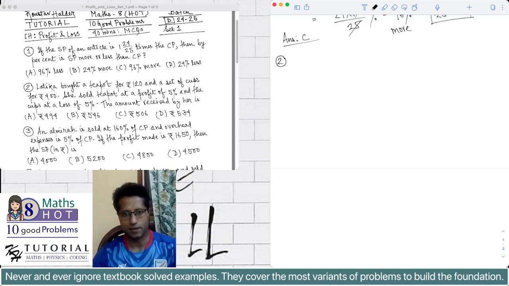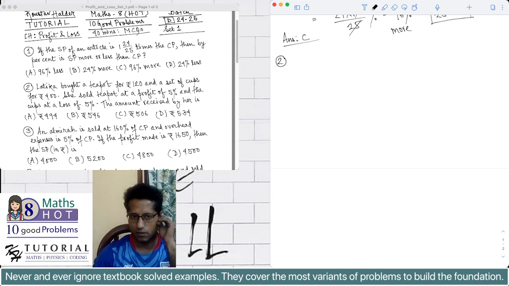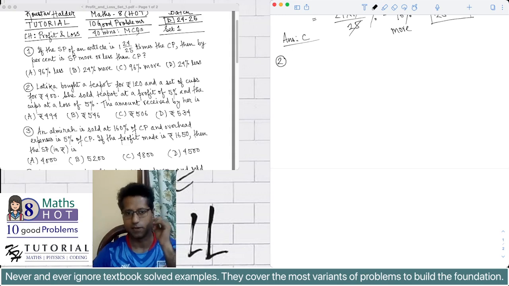So it is basically asking the sum of the selling price of the teapot and the set of cups, because the amount received is nothing but the amount at which Latika sold the teapot and the set of cups. So we have to find the selling price of the teapot and the selling price of the set of cups based on the given loss percent or profit percent, and the cost price. The cost price of the teapot and the set of cups is given.